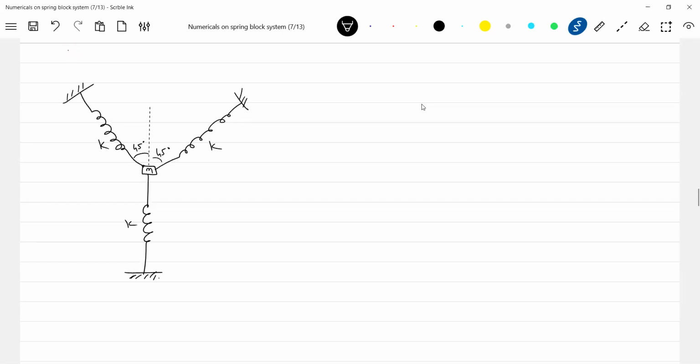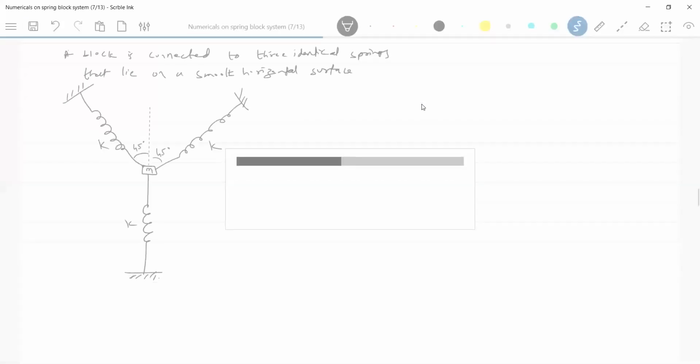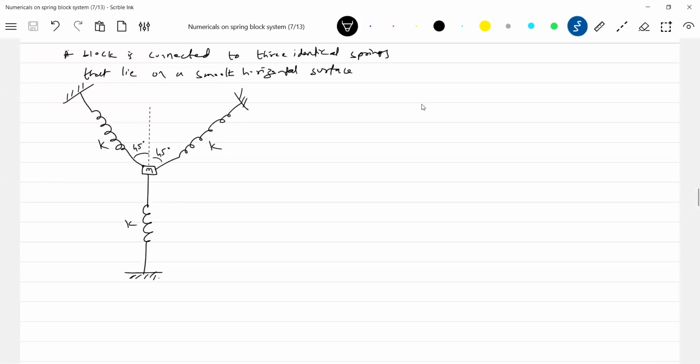Three springs, a block is connected to three identical springs that lie on a smooth or gentle surface. Mg will not act vertically down. Mg will act into the plane of the paper. That's the basic idea. On the smooth surface, find the time period of oscillations.